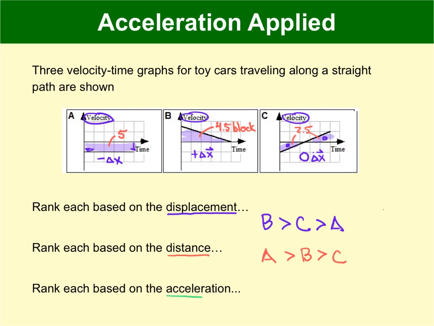Finally, acceleration, again, we remember is the slope. So in this case, C has a positive slope, and we're not asked for magnitude, so we just want to look at this. C has a positive slope, which is greater than A, which has a 0 slope, which is greater than B, which has a negative slope. We've ranked things.